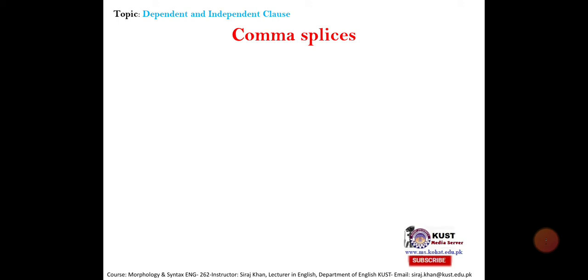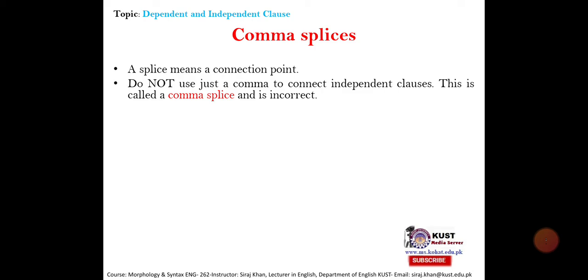Comma splices. A comma splice is the use of a comma between two independent clauses. You can usually fix the error by changing the comma to a period, therefore making the two clauses into two separate sentences, by changing the comma to a semicolon, or by making one clause dependent by inserting a dependent marker word in front of it. Splice means a connection point. Do not use just a comma to connect independent clauses. This is called a comma splice and is incorrect.